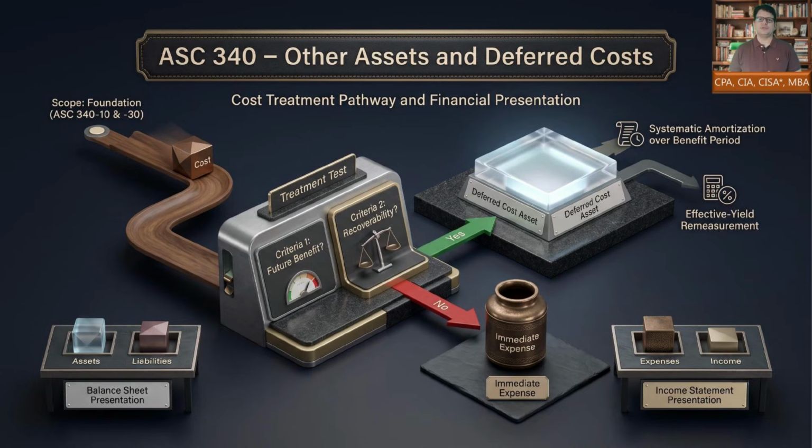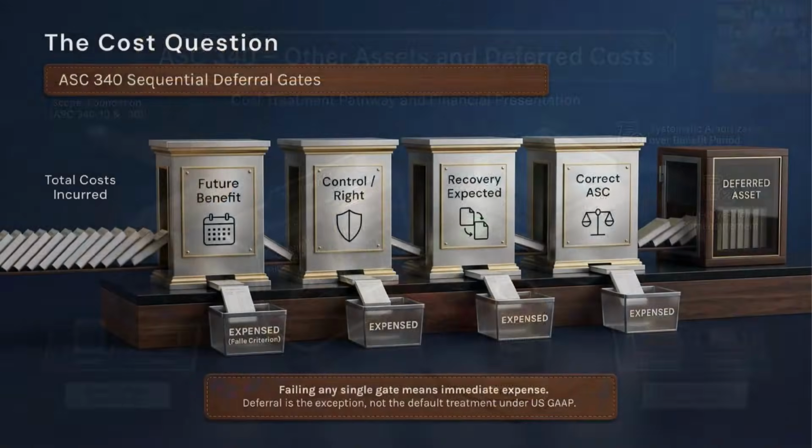In this first video, we focus on ASC 340-10 and ASC 340-30. Contract cost assets under ASC 340-40 will come in the next video. Let us begin with the cost question.